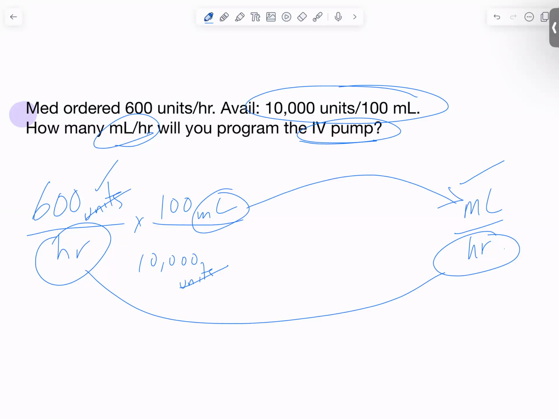So let's get rid of some zeros. So 1, 2, 1, 2, 1, 2, 1, 2. I'm feeling good about myself. And the answer is literally 6 milliliters an hour. Easy. Love it. Easy.